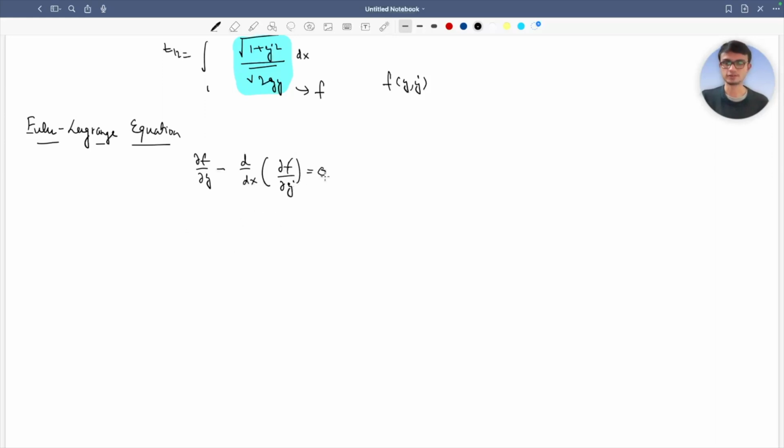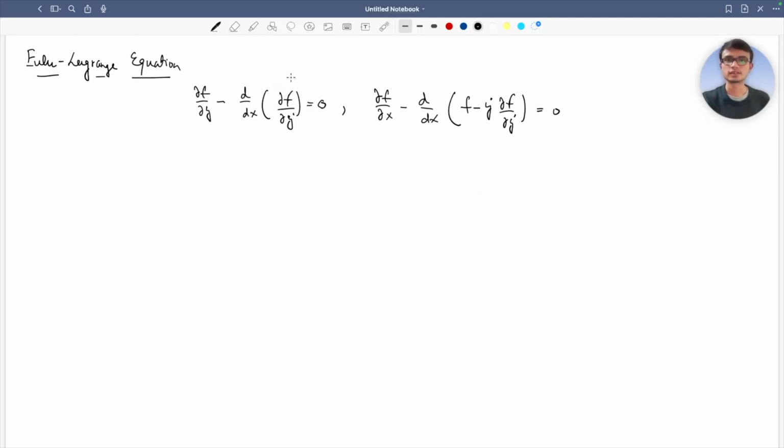But the equation that I will use is of this form: del f upon del x minus d upon dx of f minus y dot del f upon del y dot, where y dot denotes the derivative with respect to x. This might look a little different because normally in physics we show time derivatives as dots and x derivatives as dashes, but here I'm changing the convention. This is just an alternate form of the Euler-Lagrange equation. Here, as you can see, my function is just a function of y and y dot, so del f upon del x will be 0.